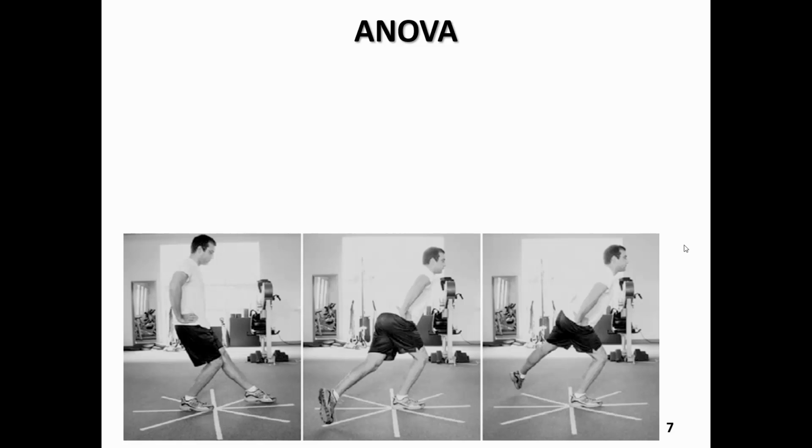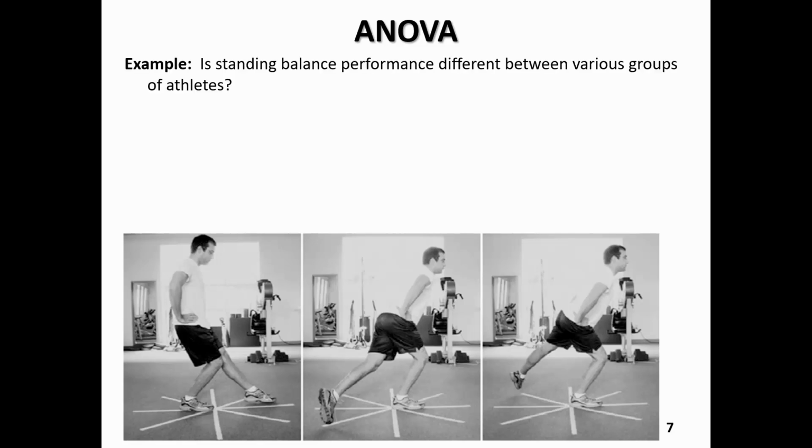In this video, we're going to work through an active example of a research design that we would use the analysis of variance statistical procedure to analyze the differences between groups. And I'm going to begin with a very general question here. This question is asking if standing balance performance among athletes is different between unique groups of those athletes.